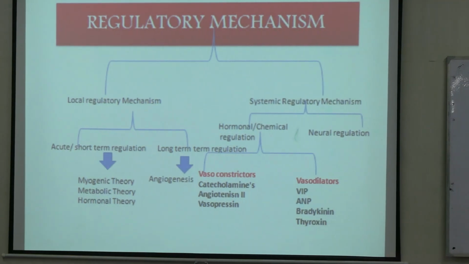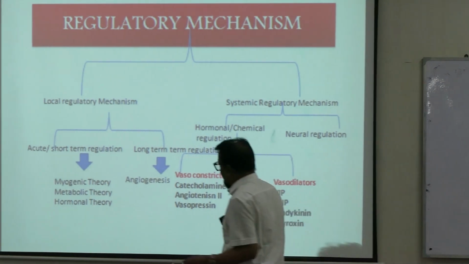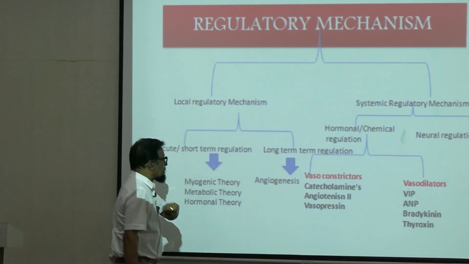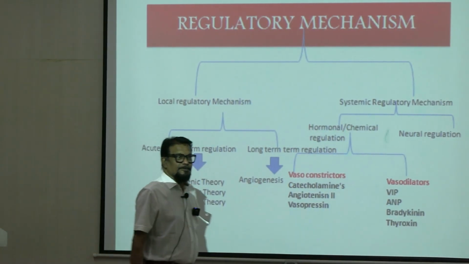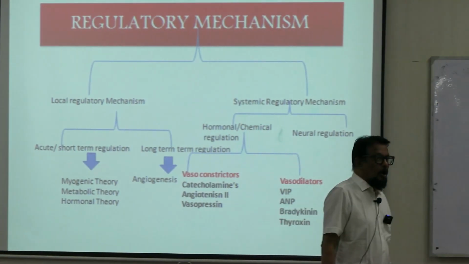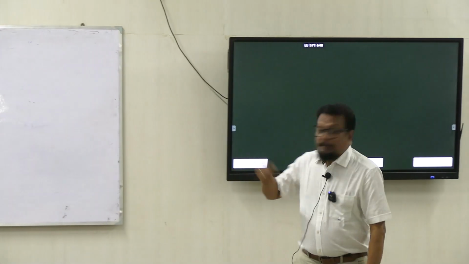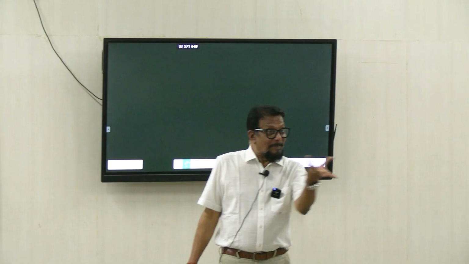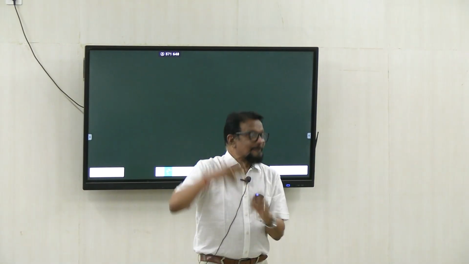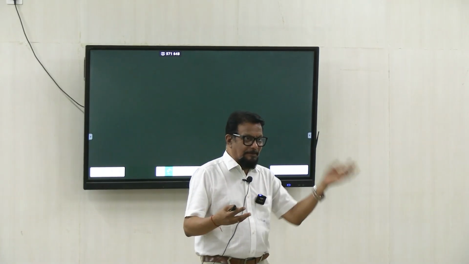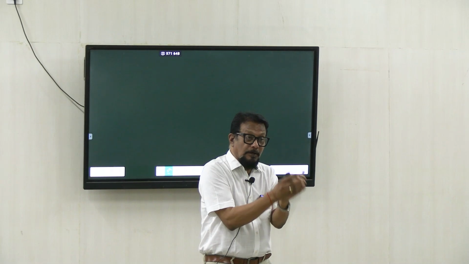So now we are explaining this thing, local mechanism. So there are two types of mechanism, local mechanism. One is short term, another is long term. Long term is done by angiogenesis and short term is done by three mechanisms. One is myogenic theory or myogenic mechanism, and second one is what? Metabolic theory, means metabolites will be produced. That metabolites are usually vasodilator. So these metabolites can increase the blood supply to the tissues, to the organs.